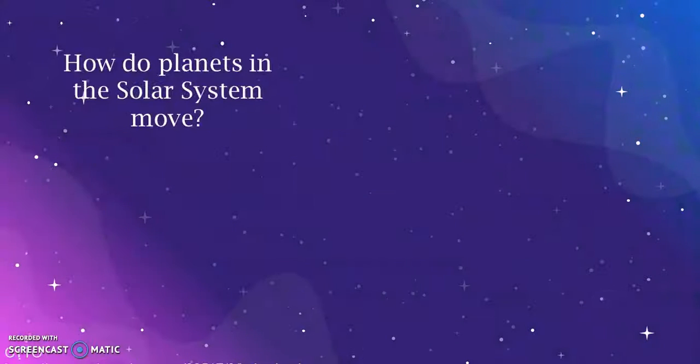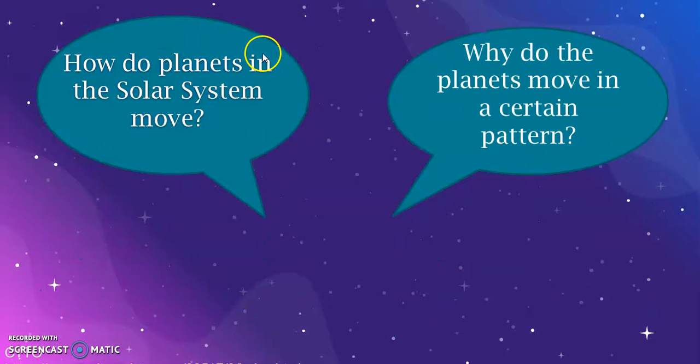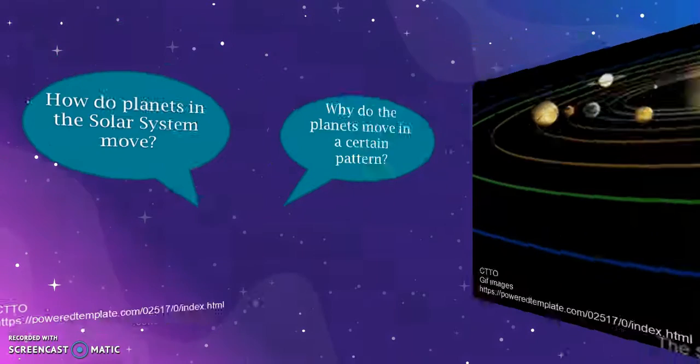Okay. Now, how do planets in the solar system move? This is the first question that we're going to answer in our lesson. And the second one, why do the planets move in a certain pattern? What's the reason behind it?